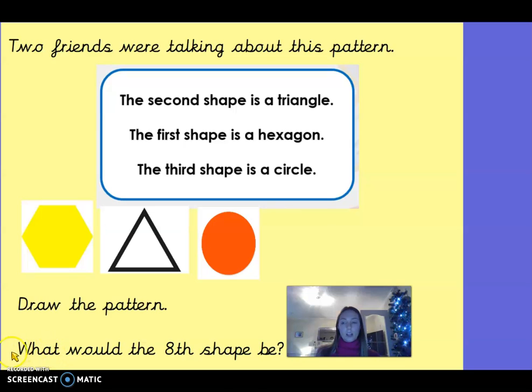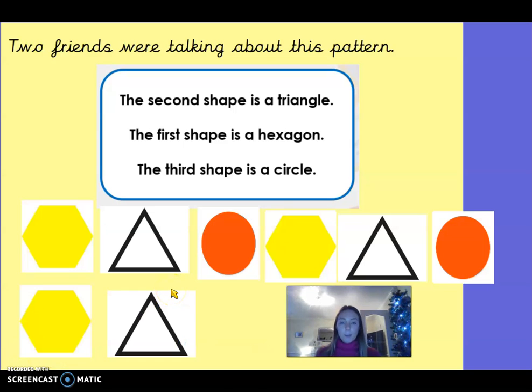The 8th shape. So I have continued the pattern. Let's just check I've definitely got 8. 1, 2, 3, 4, 5, 6, 7, 8. The 8th shape in the pattern should be the triangle.